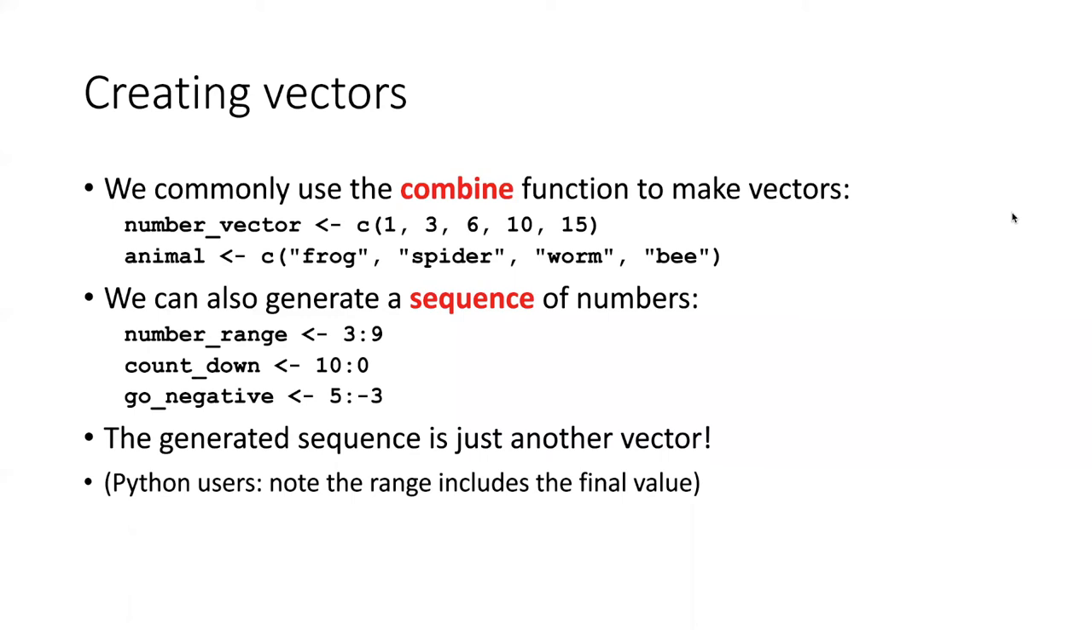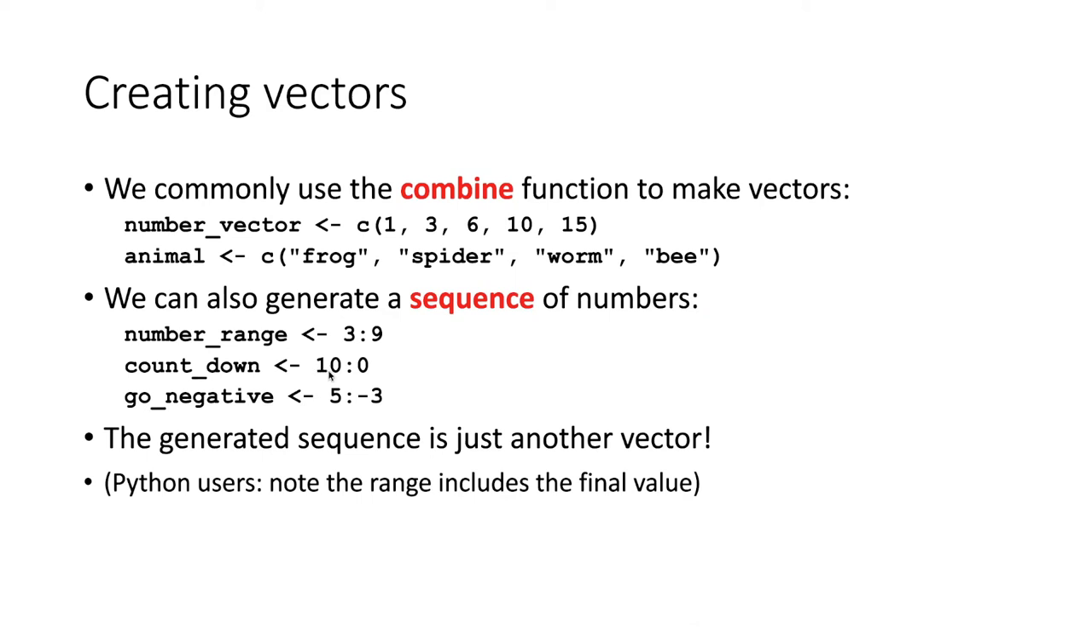R has a shorthand syntax for referring to a sequence of numbers. So rather than writing out 3, 4, 5, etc., I can simply say 3:9, and that indicates the sequence of integer numbers from 3 to 9. And I can take that sequence of numbers and assign it to a named object, just like I did when I explicitly listed the numbers in the sequence. The sequences can go up. They can also go down.